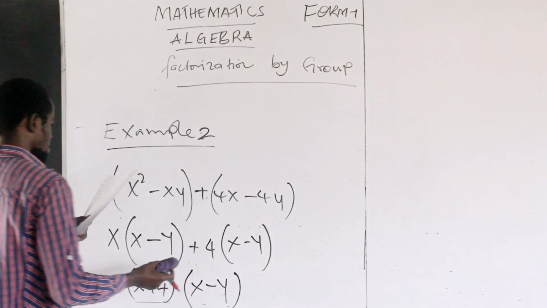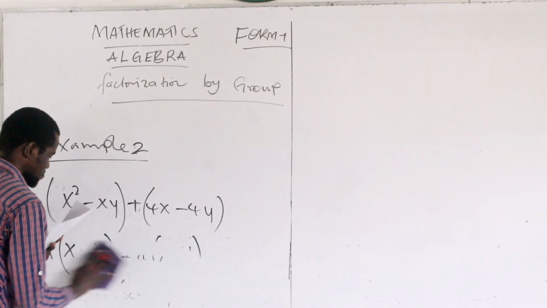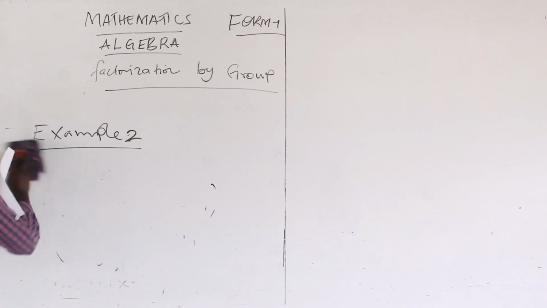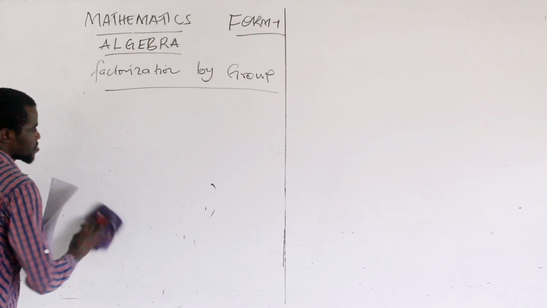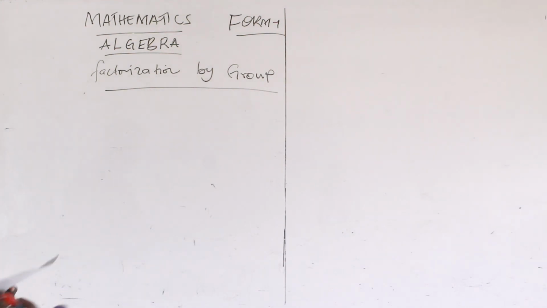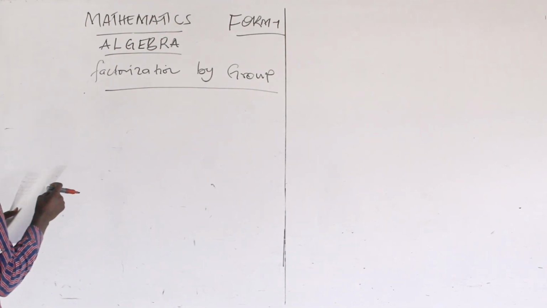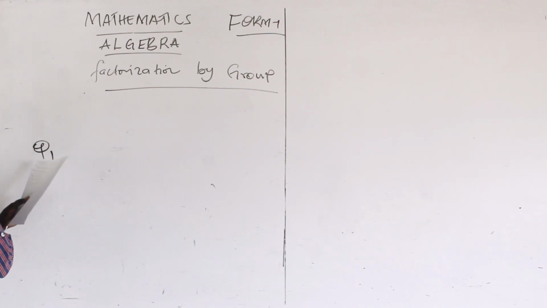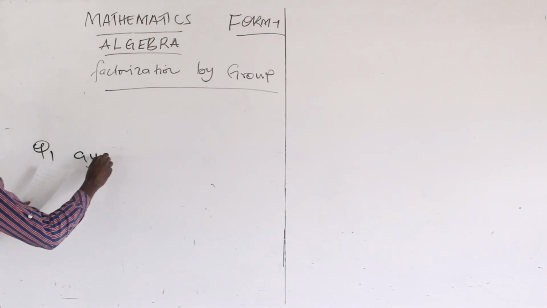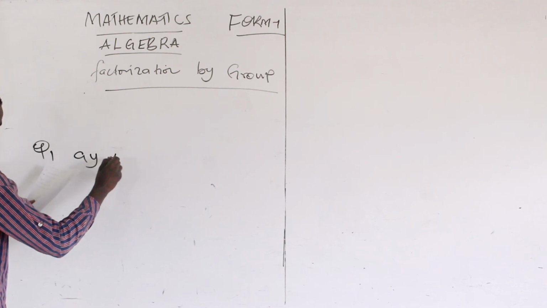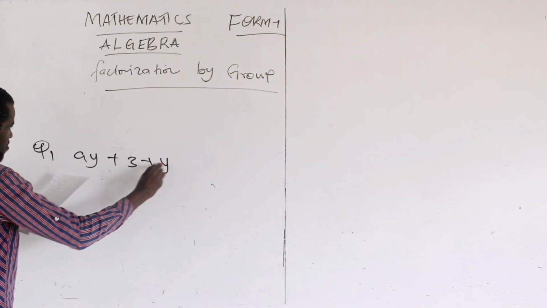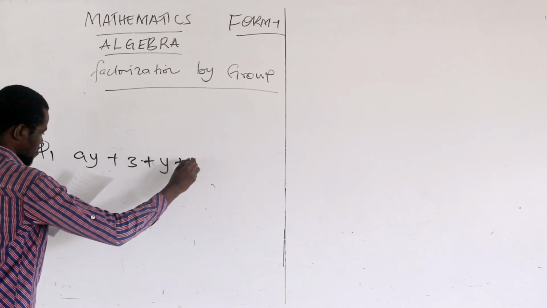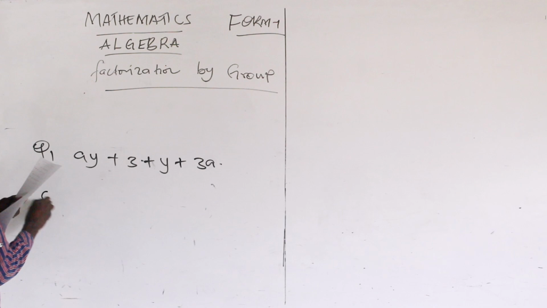So with those two examples, let me give two questions so that you can also try. You will have question 1. You will have a y plus 3 plus y plus 3a.